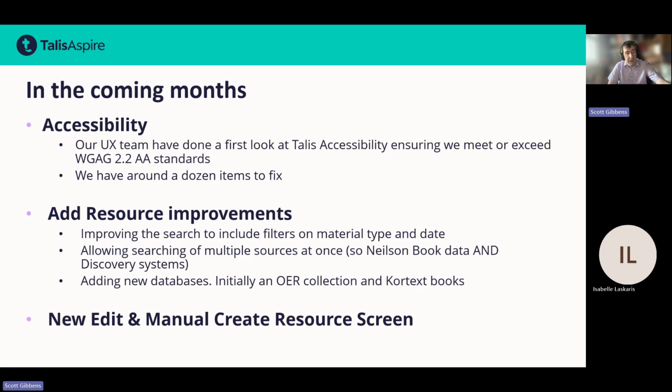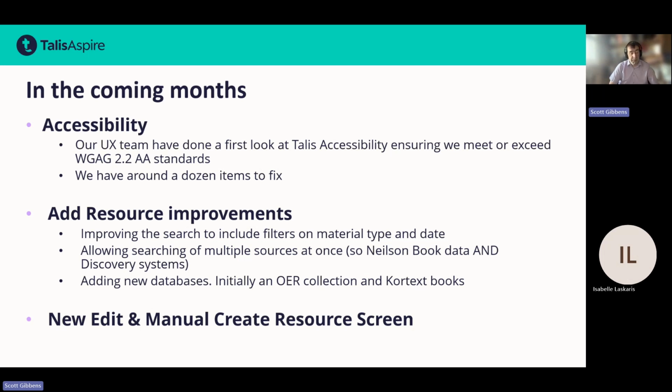The other thing we're working on is add resource improvements. So we're going to improve the search. So if you're using discovery systems, we're going to be adding some filters. So the filters will include filter on material type. So when you're searching your discovery system, one of the main problems people have is you've got millions of items on there. So you type in a couple of words and you still get millions of items returned.